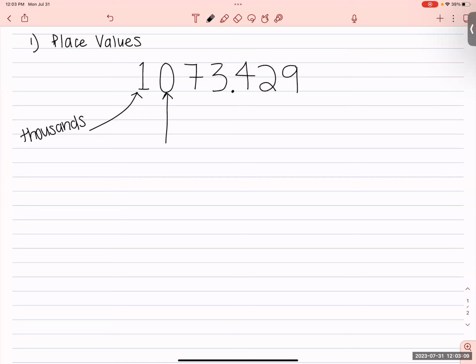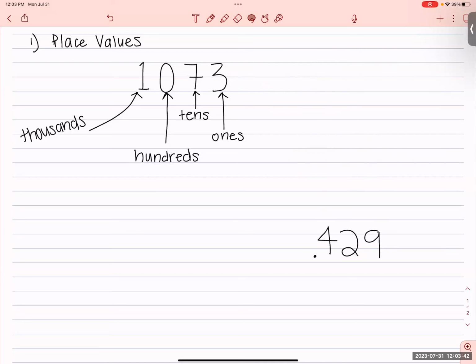The one is in the thousands place. The 0 is in the hundreds place. The 7 is in the tens place. And the 3 is in the ones place. Now you can tell based on how far away these numbers are from the left of the decimal. If you do not have a decimal and we just had the number 1073, we would just assume the decimal is at the end and these would all remain the same place values we have assigned.